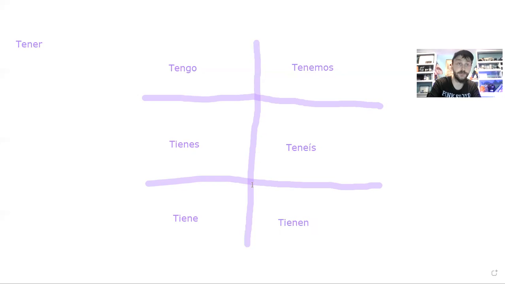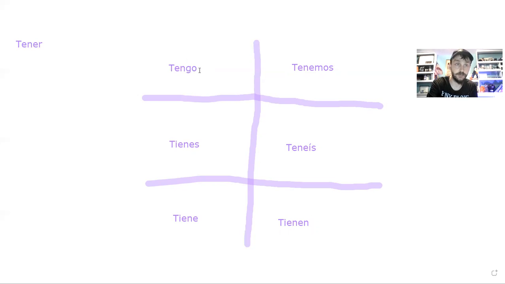Honestly, I know the verb tener very well. I even know it in the preterite, the imperfect, and all the other tenses Spanish has. But our next meeting, we will go over the preterite. So don't get me wrong. The preterite is going to be a lot harder because it has even more complex stem changes.